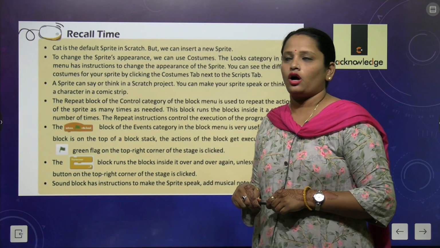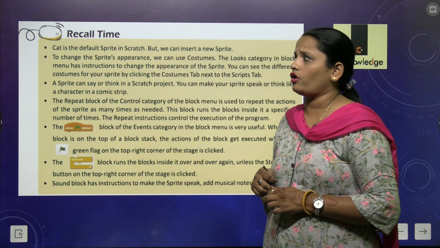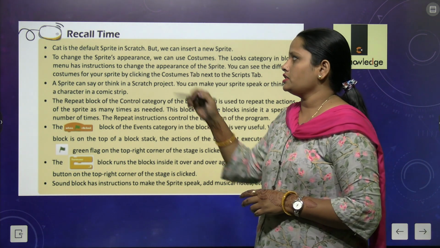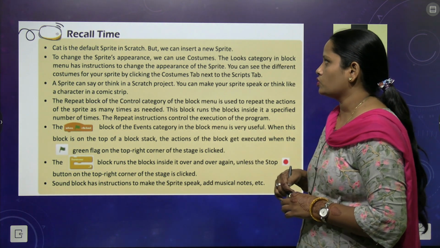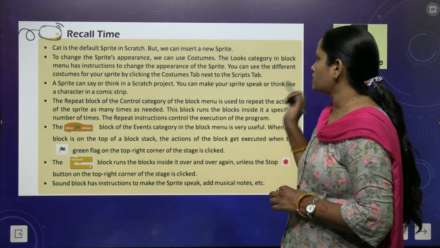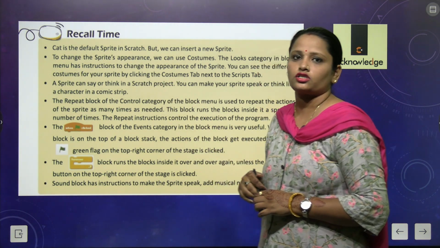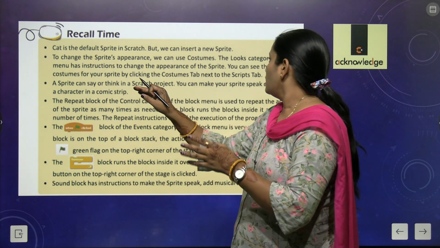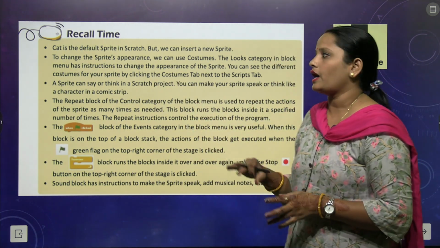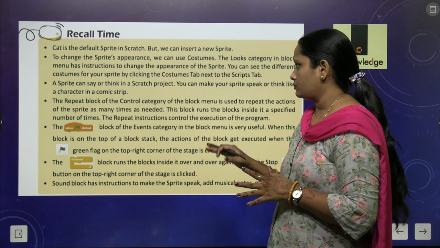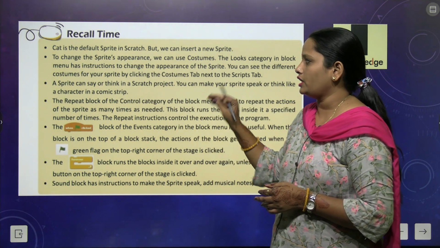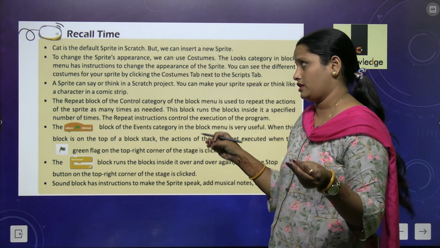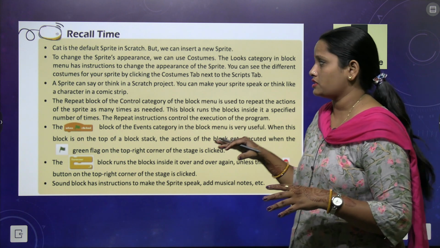Now let's come to the recall time. Cat is the default sprite in Scratch, but we can insert a new sprite. To change the sprite's appearance, we can use costumes. The Looks category in the block menu has instructions to change the appearance of the sprite. You can see different costumes of your sprite by clicking on the Costumes tab. A sprite can say or think in a Scratch project. You can make your sprite speak as well as think like a comic character.